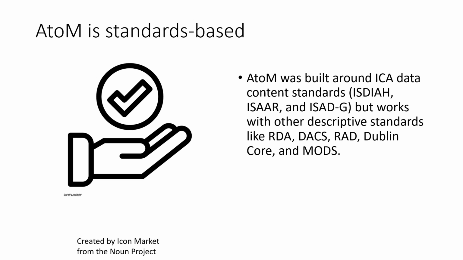AtoM was built around the International Council on Archives data content standards: ISDIAH, or International Standard for Describing Institutions with Archival Holdings; ISAAR, or International Standard Archival Authority Record for Corporate Bodies, Persons, and Families; and ISAD(G), or General International Standard Archival Description. However, AtoM works with other descriptive standards like RDA, or Resource Description and Access; DACS, or Describing Archives: A Content Standard; RAD, or Rules for Archival Description; Dublin Core; and MODS.